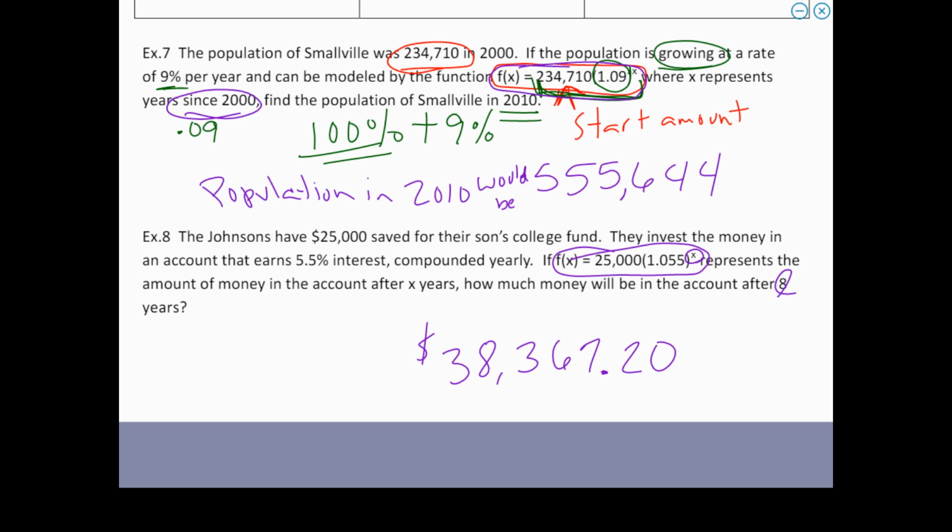So if he's earning interest on his money, would you expect this number to be bigger than the starting amount? Yes, if it's earning interest, you'd expect it to go up. So is 38,000 bigger than 25,000? Yeah.